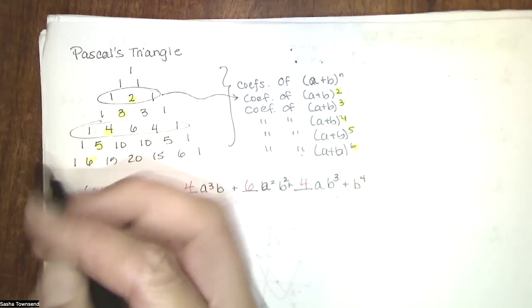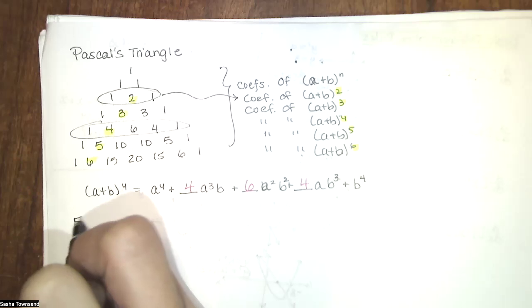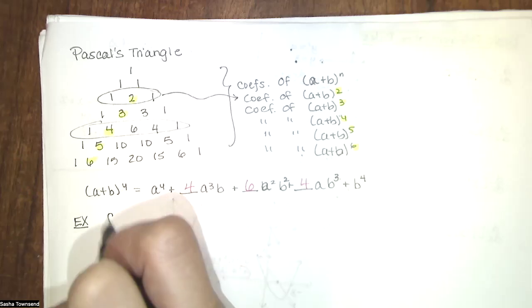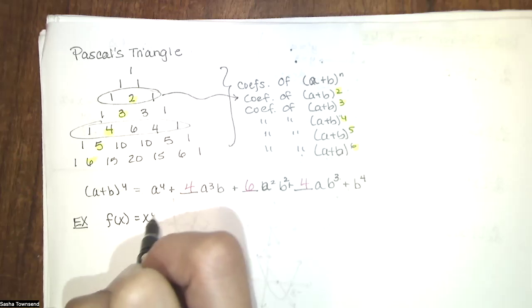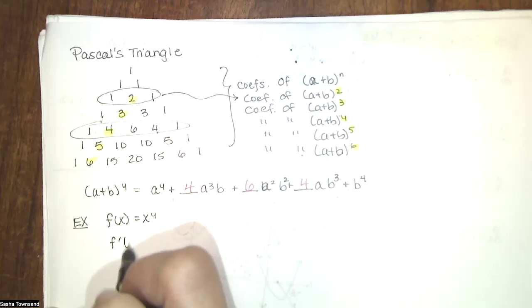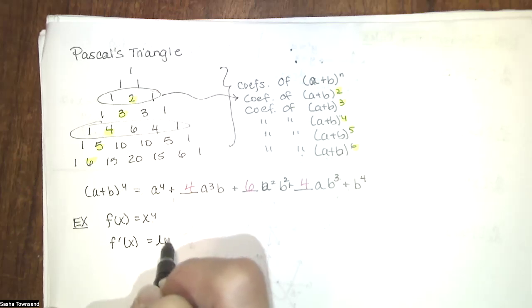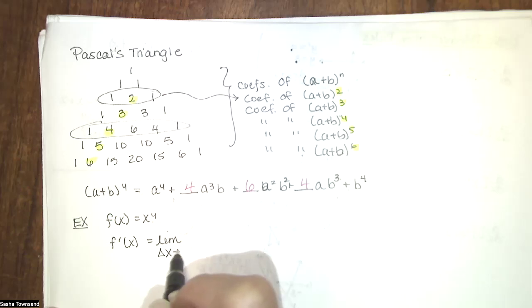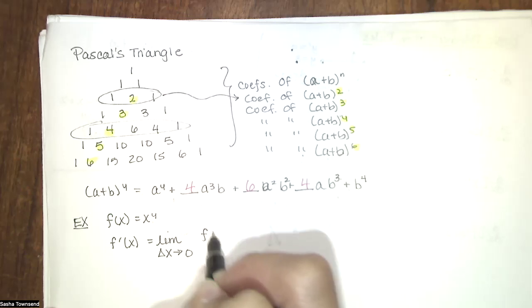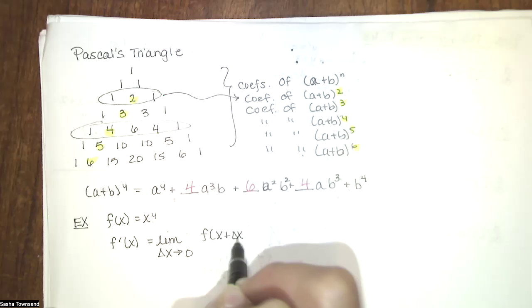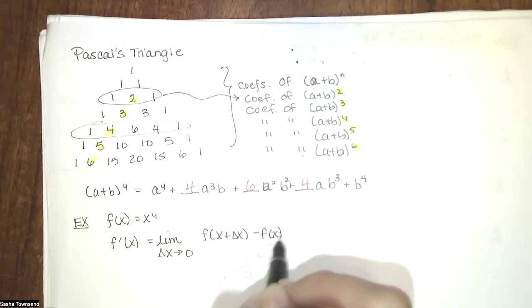So if I wanted to, I could use a concrete example. Let f of x equal x to the 4th. The derivative of x to the 4th is the limit as delta x goes to 0 of f evaluated at x plus delta x minus f of x, all divided by delta x.